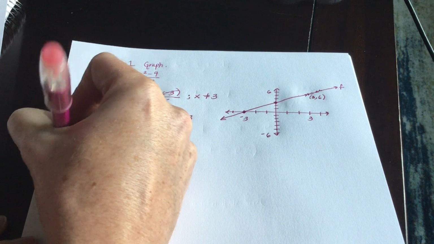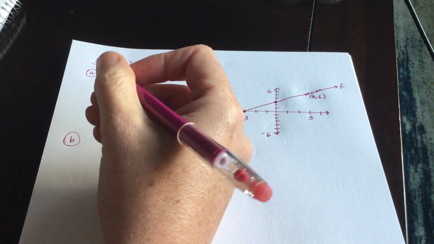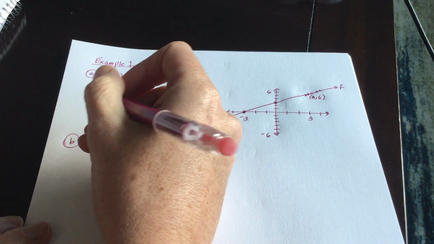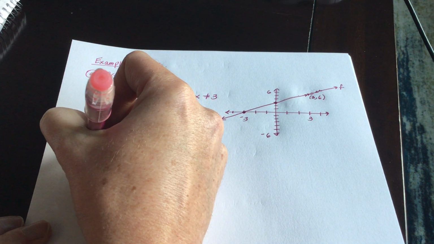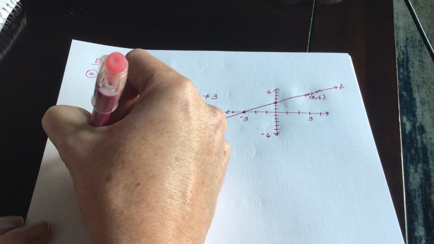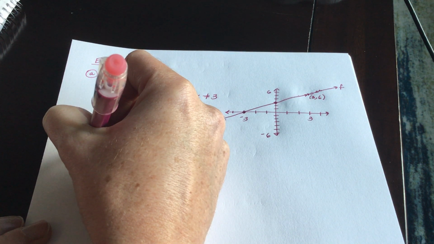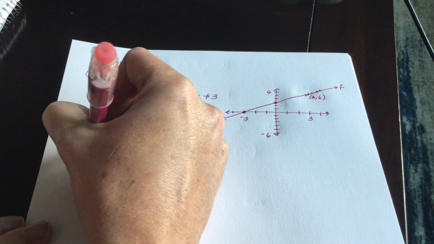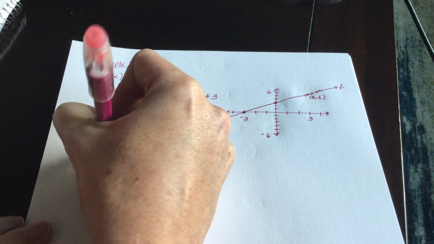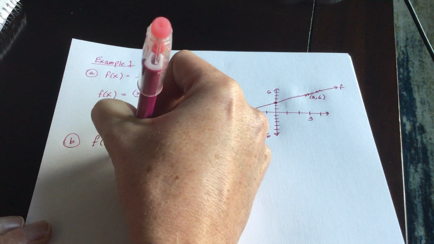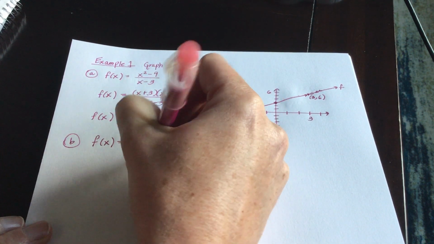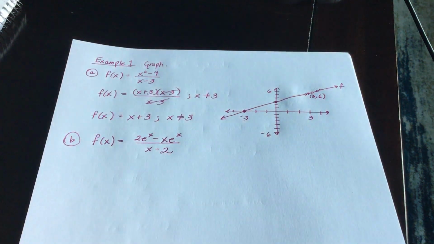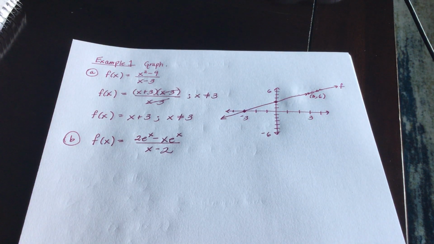Okay, part B, just to check and see how well you are really understanding. Let's say I ask you to graph f of x equals (2e^x minus x e^x) over (x minus 2). Okay, a little challenge for you.